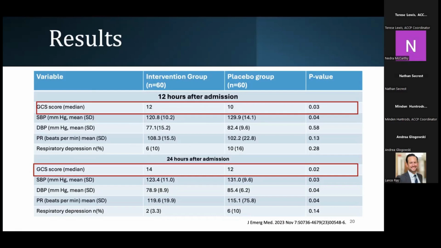And then for the 24 hours post-admission, again, there was an increase in the GCS score in patients who were in the intervention group and also in the placebo group.